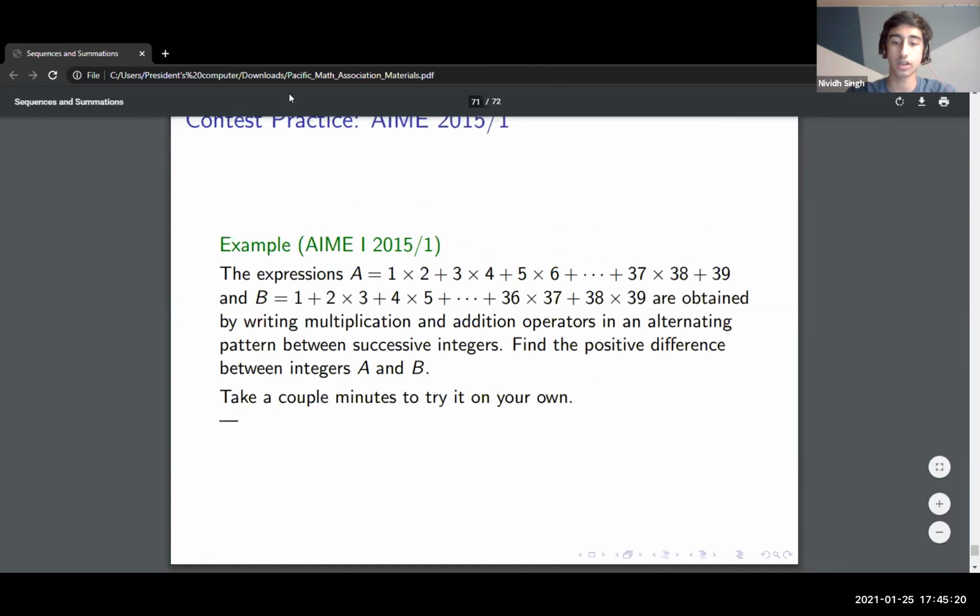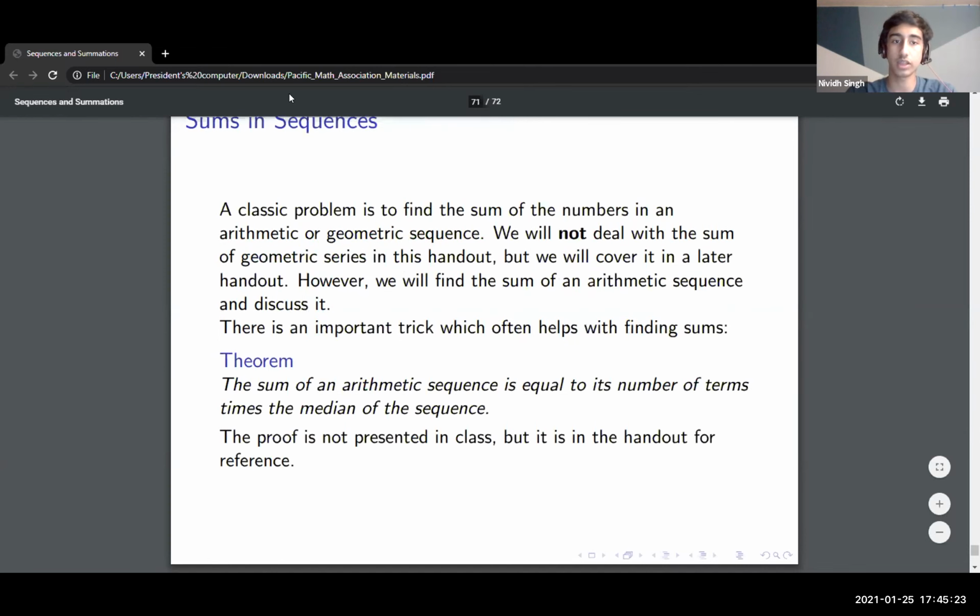So if we have 1, 2, and 3, we can easily find the sum. And if we have a bigger arithmetic sequence, like 1 plus 2 plus 3 all the way to 100.